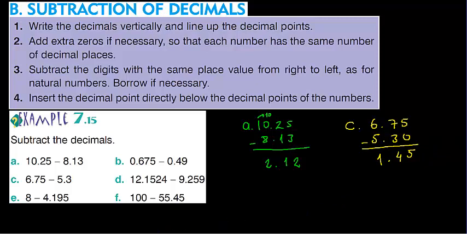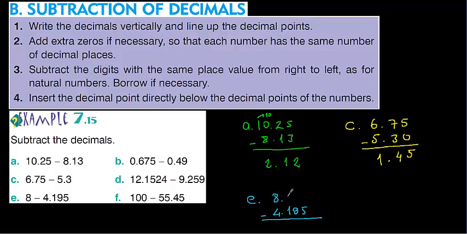And the last one, I want to solve E1 also. The rest of them, B, D, F, are going to be classwork for us. 8 minus 4.195. When we subtract them, here from 8 we are subtracting 4.195.